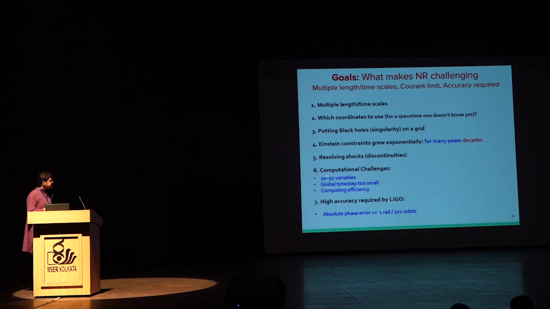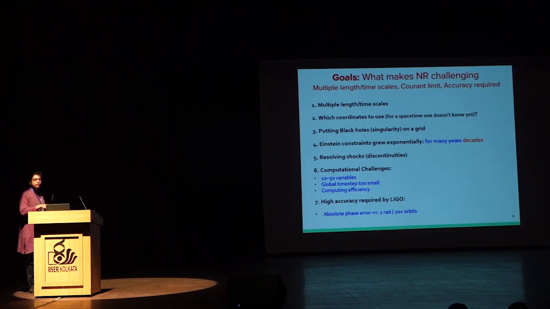Next, of course, are the computational challenges of solving Einstein's equations. So depending on whether you're solving a second order form or a first order reduced form, we can easily have from 20 to up to 50 variables to simultaneously evolve. And also the global time step here can be quite small. So using global time stepping is a major handicap that the current generation of NR codes still have. And that's the bottleneck currently for all of them.